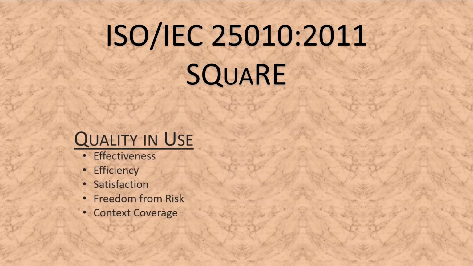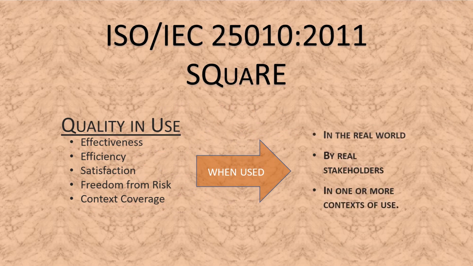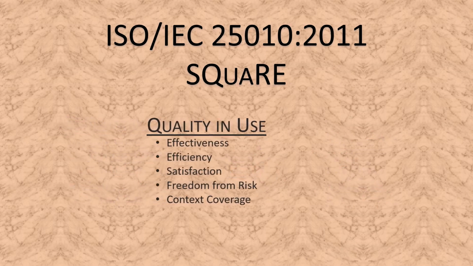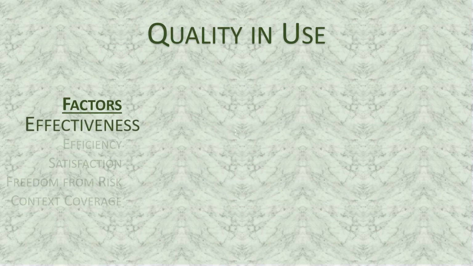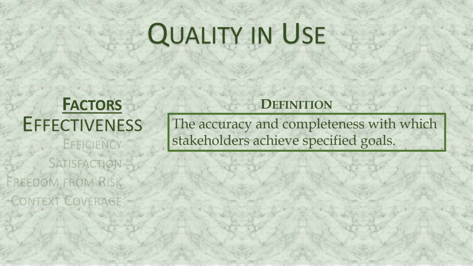The quality in use model identifies 5 factors that are utilized to evaluate the outcome of tasks being performed by stakeholders using the services provided by a system when used in the real world by real stakeholders in one or more contexts of use. In this video, we're going to examine the 5 factors: effectiveness, efficiency, satisfaction, freedom from risk, and context coverage. Effectiveness is defined as the accuracy and completeness with which stakeholders achieve specified goals.